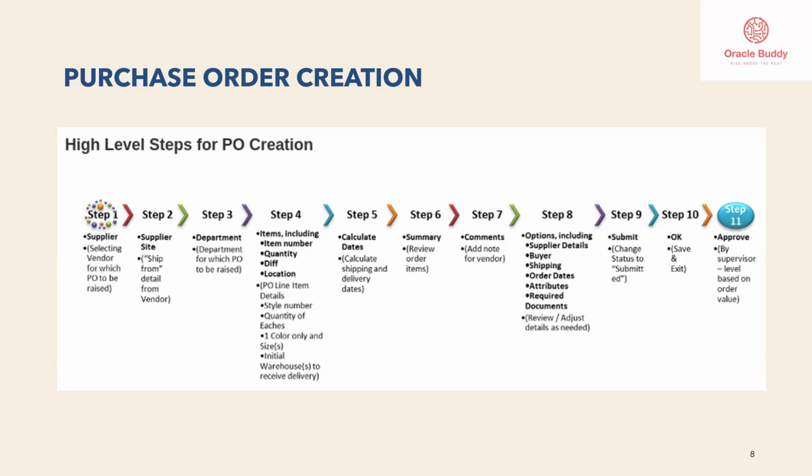Then we have to add comments, add a note for the vendor. This is not a mandatory field. And next is options, including supplier details, buyer, shipping, order dates, attributes, and other required documents. Next, we have to submit, change status to submitted. And next is OK, save and exit, and then approve by supervisor level based on the order value.